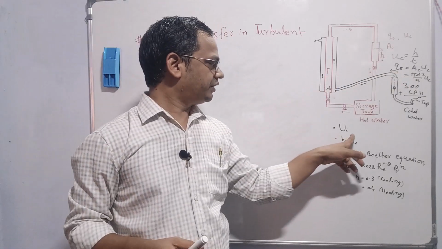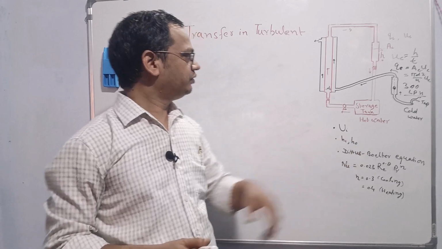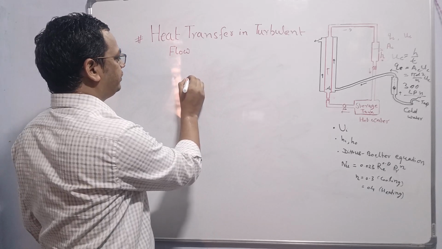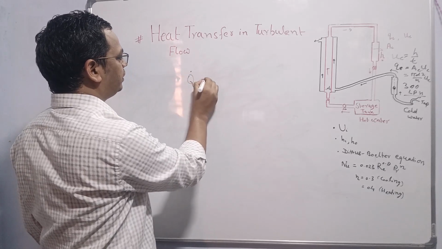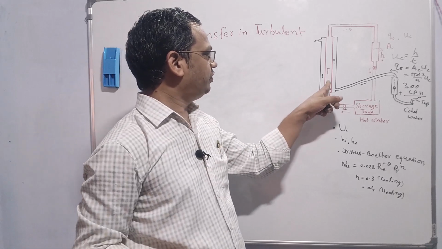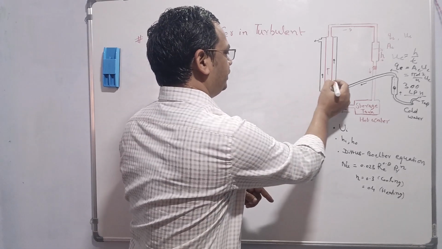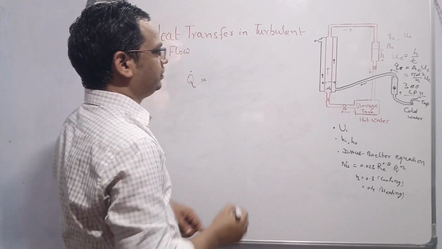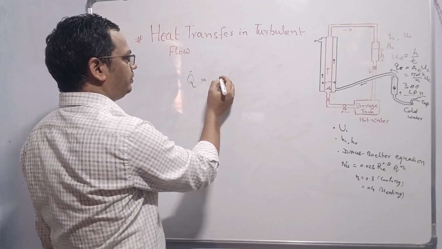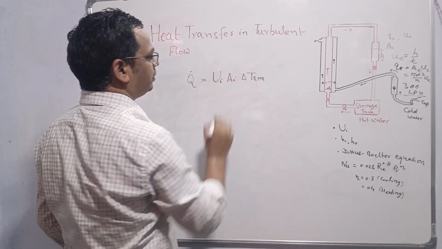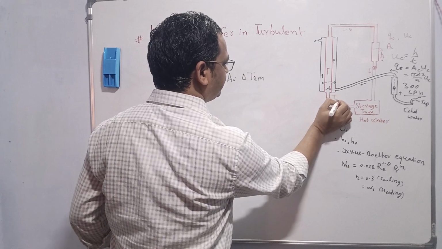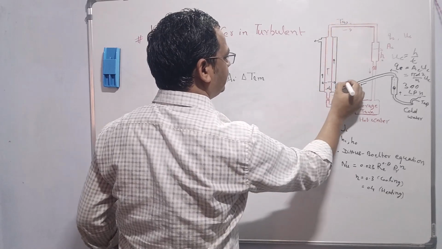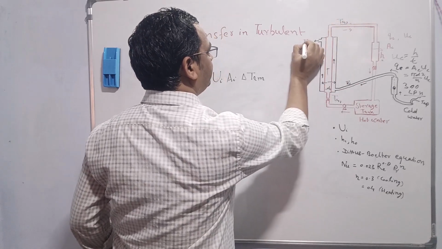Now we will do the calculation for the overall heat transfer coefficient that we have already seen in the laminar flow experiment. I write rate of heat transfer, verified rate of heat transfer. Heat is transferring from hot fluid to cold fluid, this way, from inner pipe to outer pipe. Say inlet temperature of hot fluid is TH1, outlet TH2, for the cold fluid TC1, TC2.